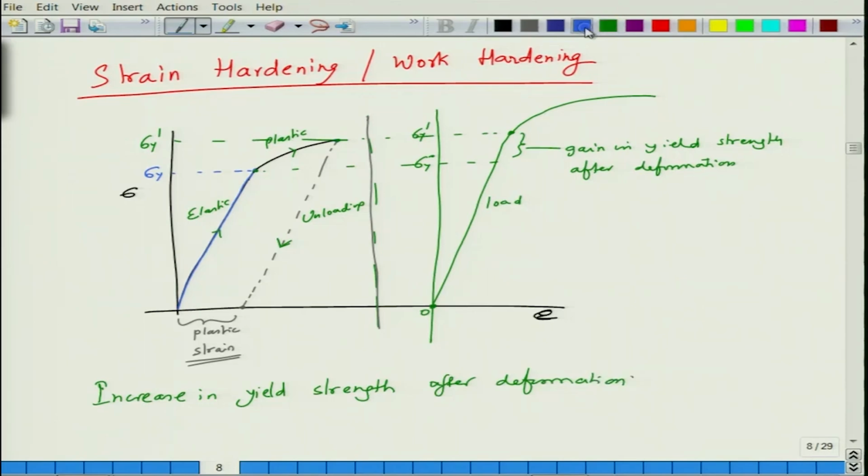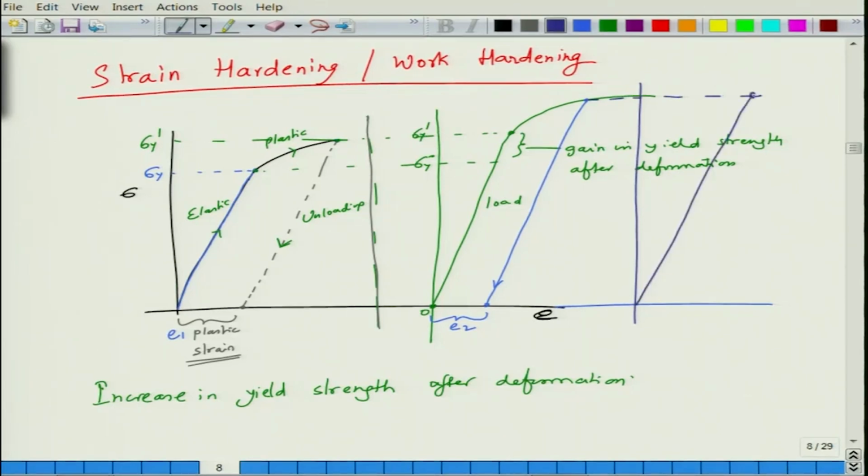If you go further along this plot, and stop at this point and unload it, you will come here. So, this much is the extra strain. This is E1, this is E2. If you again want to restart this material, you will reach a stress level which will be this. So, now you will reach here. This will be sigma y 2. So, this is again the extra increase, delta sigma y, let us say.